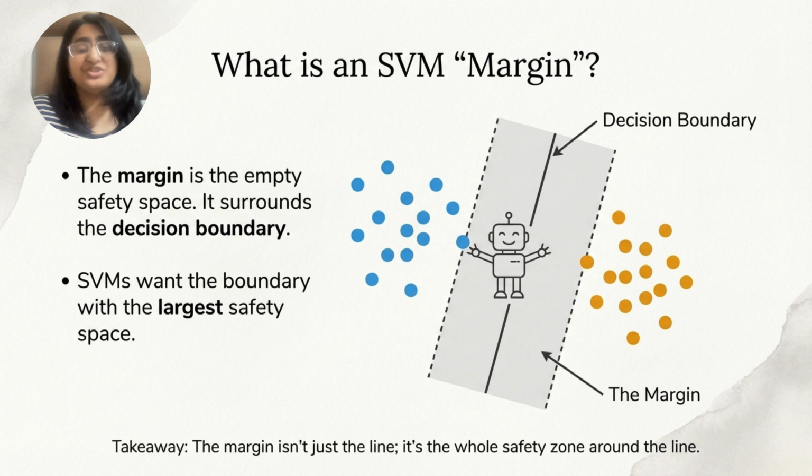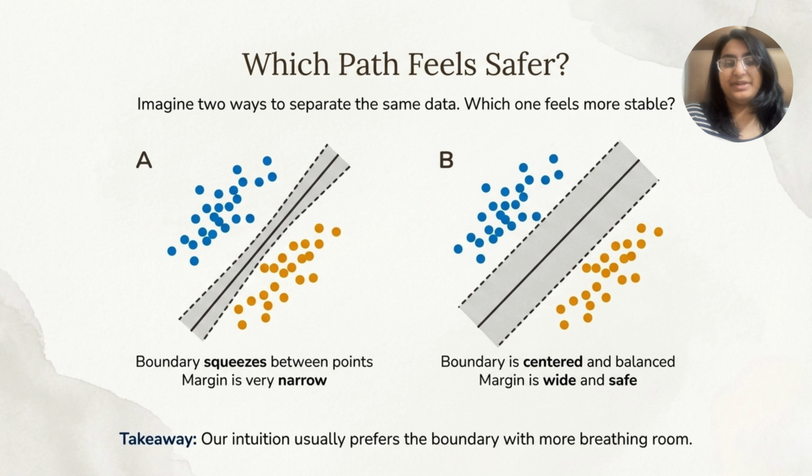Let's define margin clearly. The middle line is the decision boundary. Margin is the empty space around it. You can imagine two extra lines, one on each side, making a corridor. The bigger the corridor, the more breathing space the boundary has. Look, if a point comes closer to the boundary, what happens to the margin? It becomes smaller.